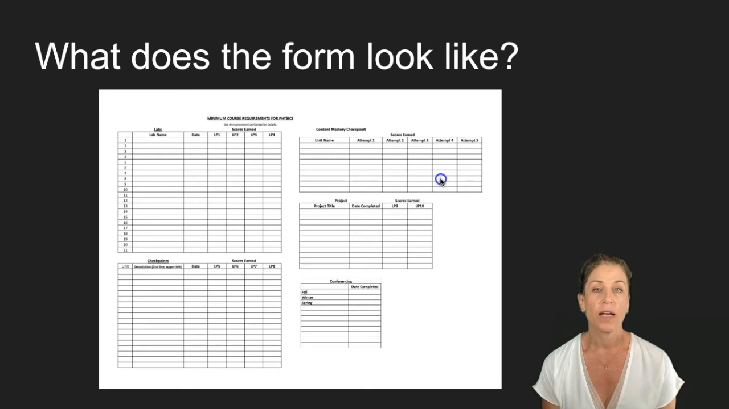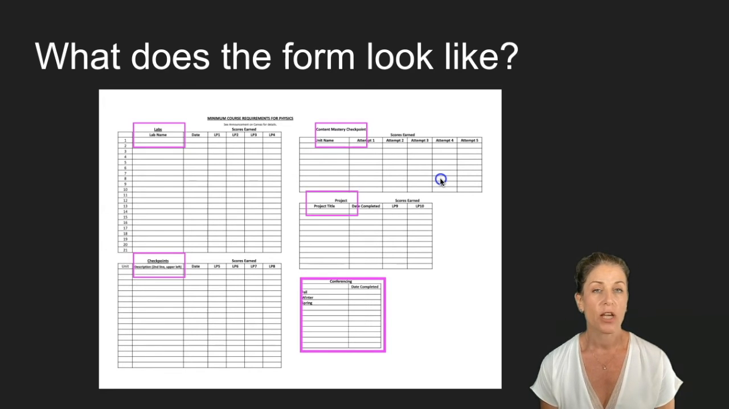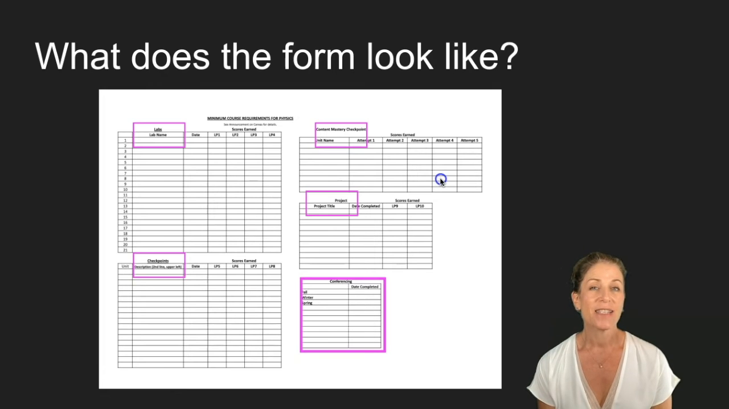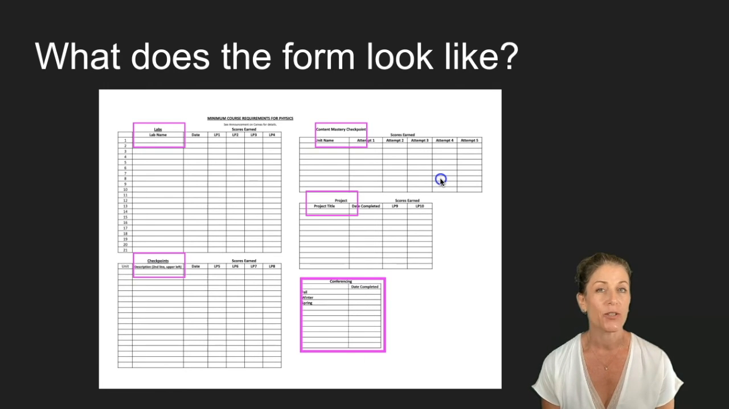This form is provided to students at the beginning of the year. I usually do it on a special color like orange, so it's easy to find. And students, you're responsible for completing it. There are 5 sections: labs, checkpoints, content mastery checkpoints, projects, and conferencing. As discussed in part 4 of this video series, scores on the first 4 categories are used to determine grades at the end of the year.